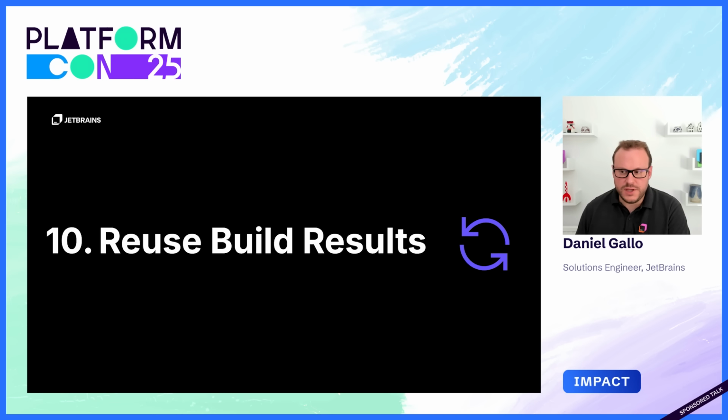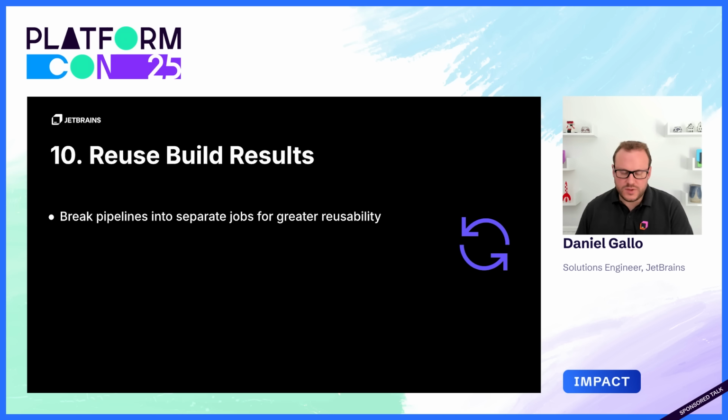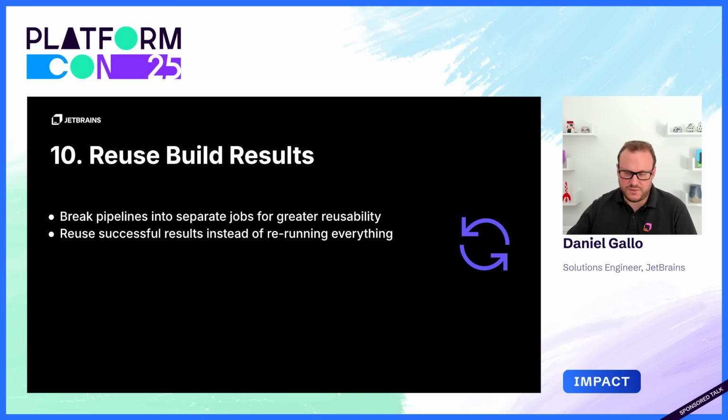Point number 10 is reusing build results. Where possible, always try and break your pipelines into separate jobs. It can be quite tempting to lump together your build, your test, your deploy steps into a single job. But that doesn't help with reusability, because if your deployment process fails, you then have to run the entire job from the start because it's all under a single job rather than separate. By separating things out, you can reuse successful results instead of rerunning everything from scratch.